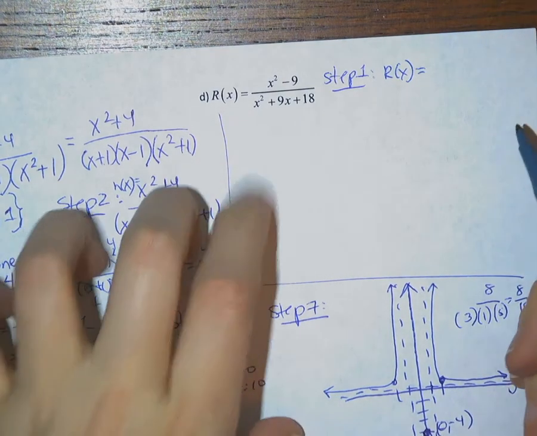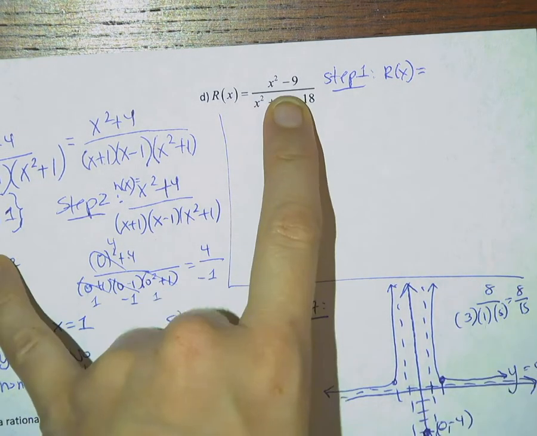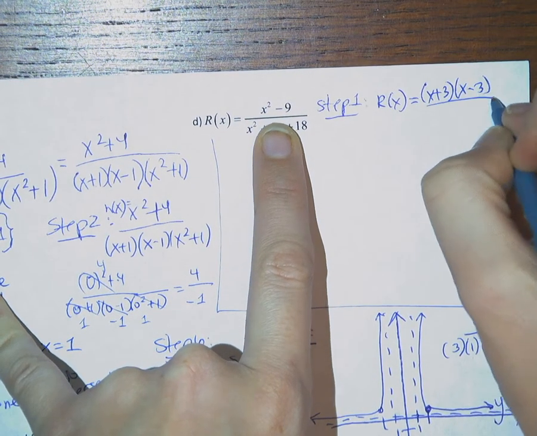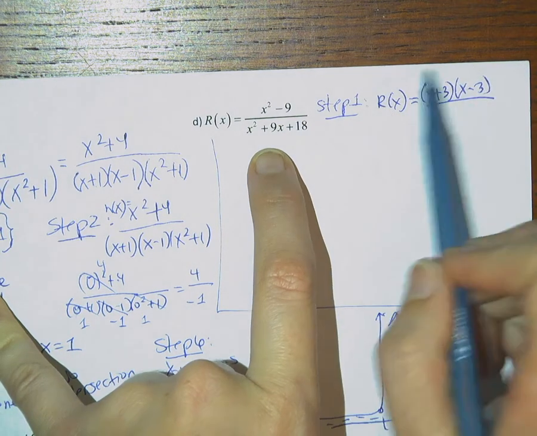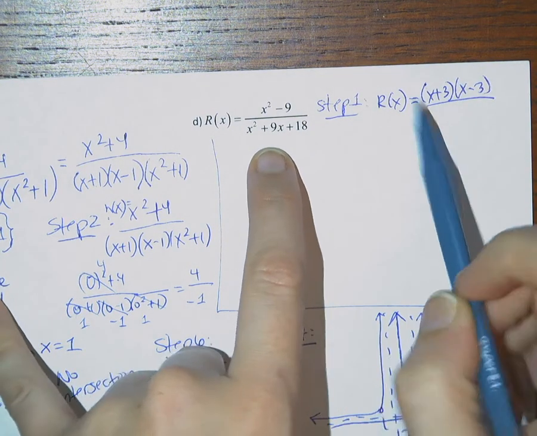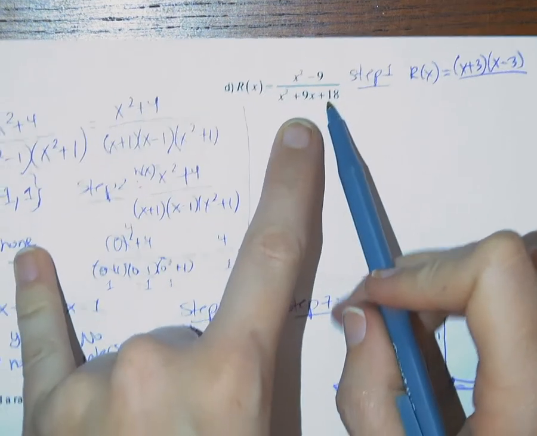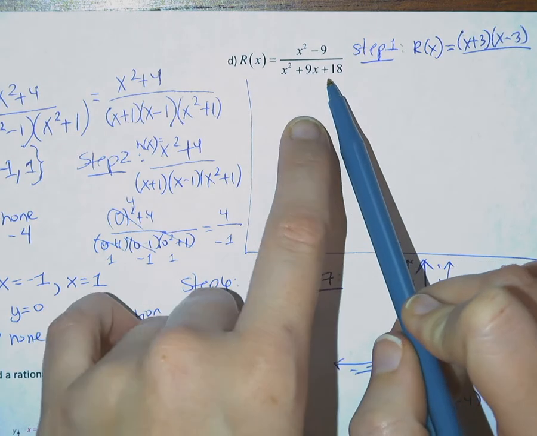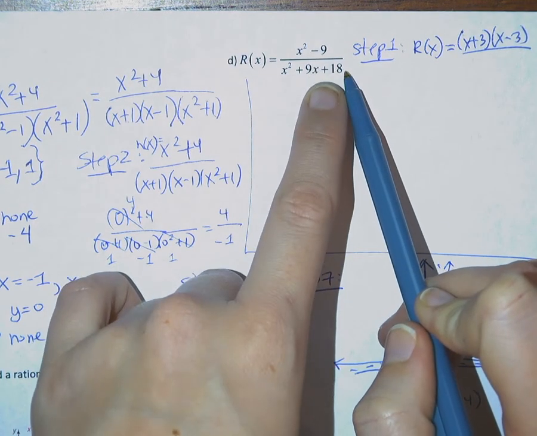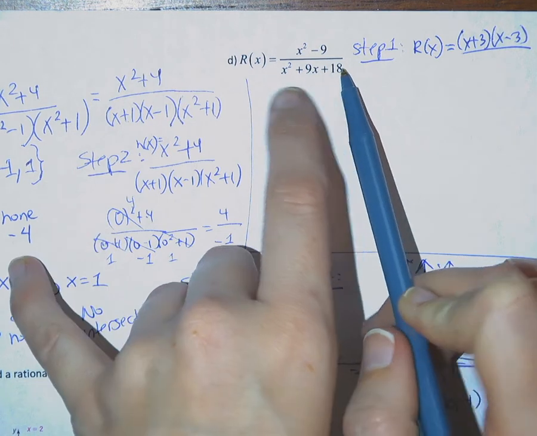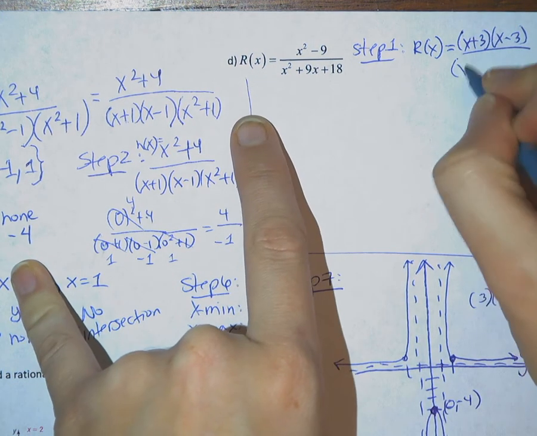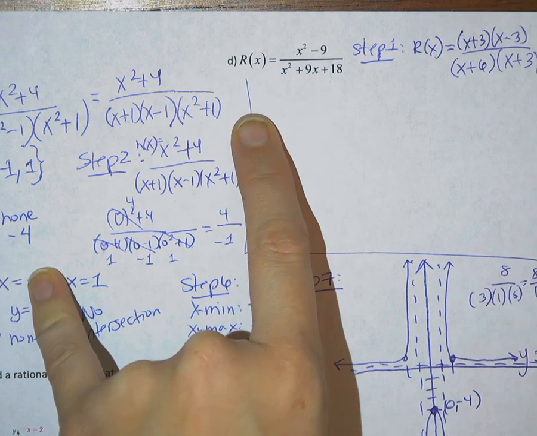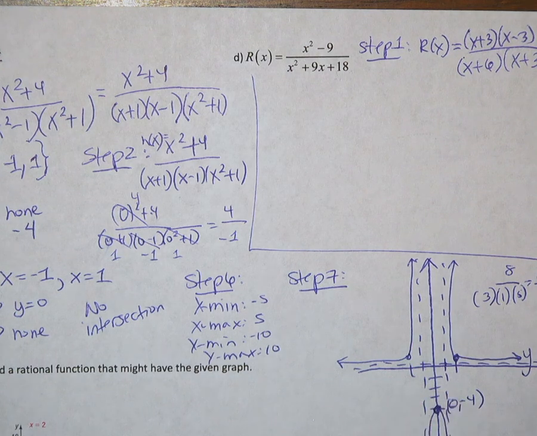So let's look at our numerator, x squared minus 9. We know that this is a difference of squares, so that's x plus 3 times x minus 3. And that's it for my numerator, right? That's as simplified as it gets. Then we look at our denominator. We know that our denominator, x squared plus 9x plus 18, is factorable. 6 times 3 gives us 18, and 6 plus 3 gives us 9. So we would know that our factors are x plus 6 and x plus 3. Okay. So we factored numerator, denominator.